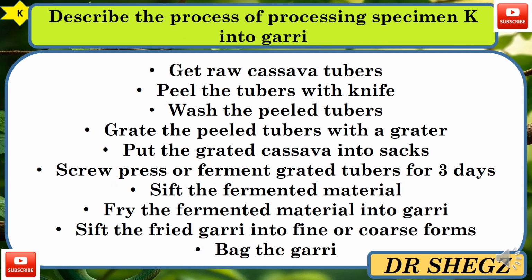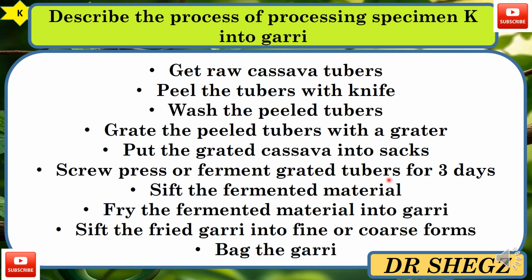Then describe the process of processing cassava tuber into gari. Oh my god, this is just fantastic. So you get the raw cassava tubers, you peel the tubers with a knife, wash the peeled tubers, you grate the peeled tubers with a grater, and then put that grated cassava into sacks. Then you ferment the grated tubers for 3 days.